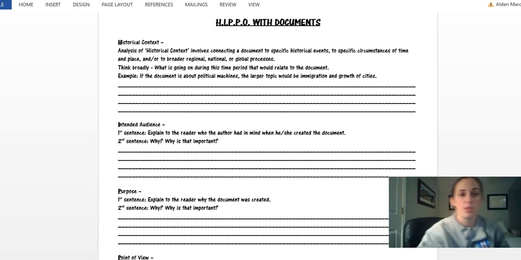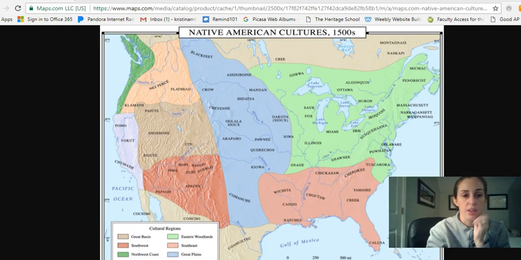All right, so historical context, what does that mean? In this document that you just got, it is the different regions, the different cultures of Native Americans. And what you need to do with historical context is basically say what is going on at this time period. If you had to give me a general description of what's going on related to the document, all these have to be related to the document, that's your context. So let's do this document, and then we can talk about other ones.